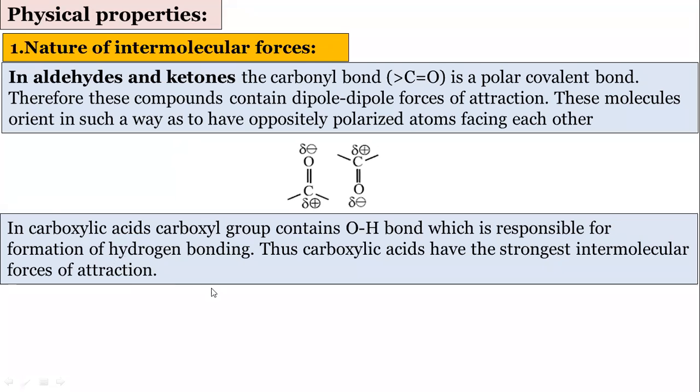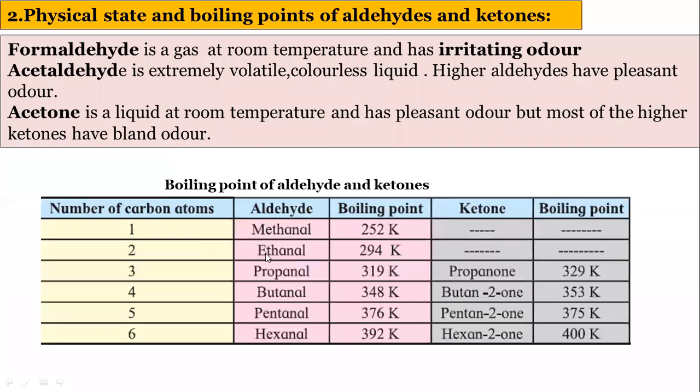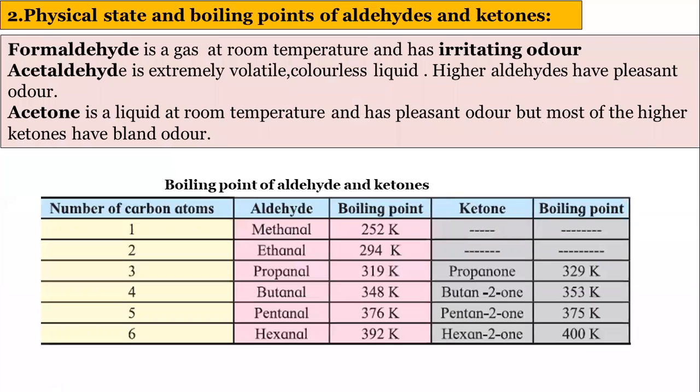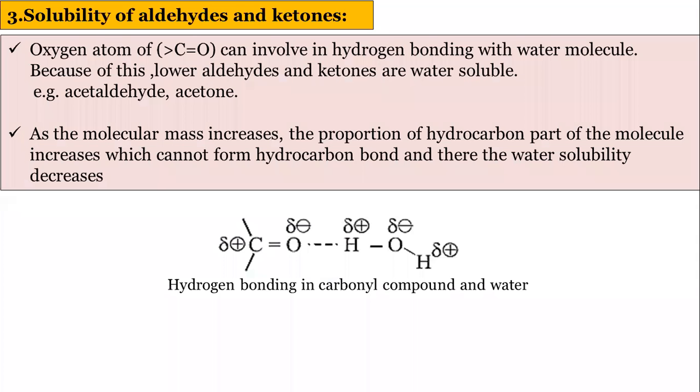So in the case of carboxylic acids, the carboxylic group contains an OH bond, which is responsible for the formation of hydrogen bonding. I will show how carboxylic acids show hydrogen bonding here.